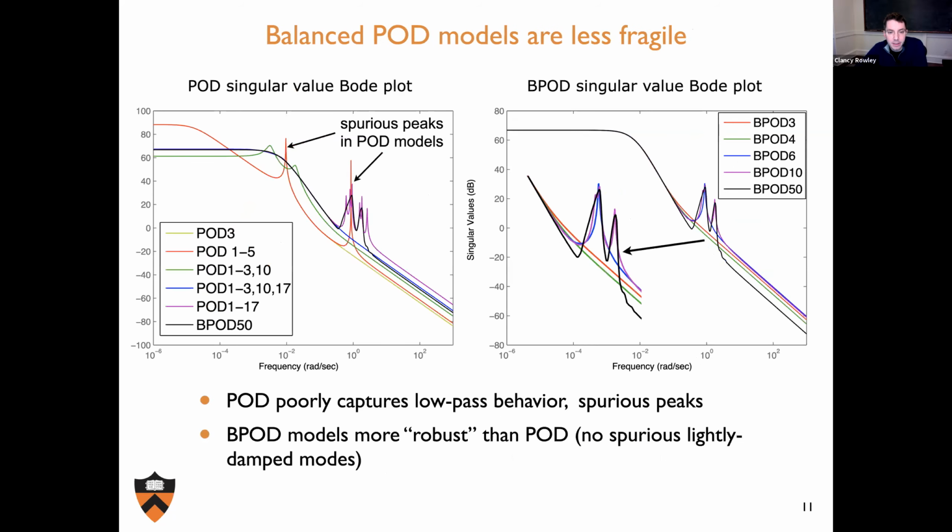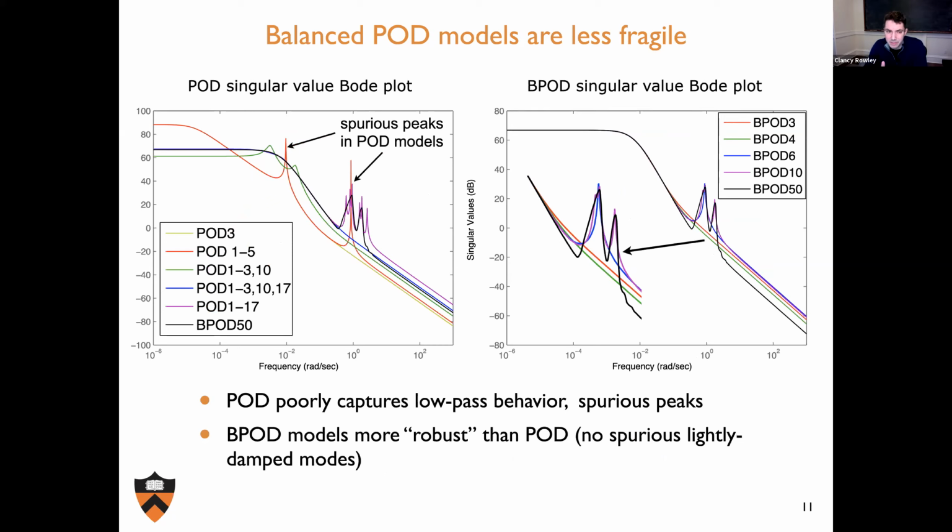Okay, another thing that control people like to look at, a convenient tool, is Bode plots of frequency response. So this shows the frequency response, at least the maximum singular value of these models. And on the left, you see the POD models. The feature I want you to see here is these spurious peaks that happen in these POD models. There's a variety of models keeping very different modes there, but they all have these spurious peaks. These indicate eigenvalues that are really close to the imaginary axis.